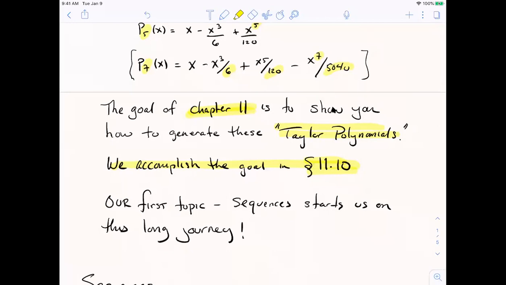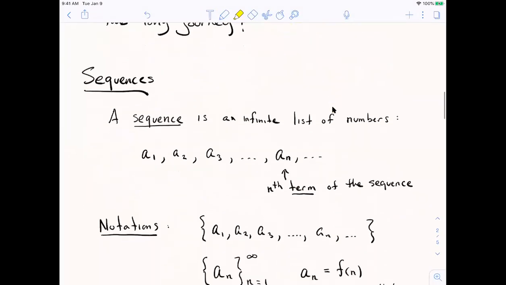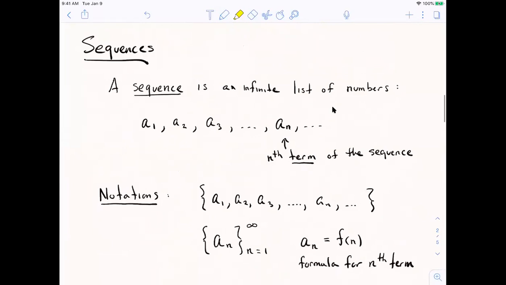Our first topic is something called sequences, and that's what we need to start with to take the first step on what will be a long journey towards these Taylor polynomials. All right, so let's get to work. Let me tell you what a sequence is. A sequence is just an infinite list of numbers.